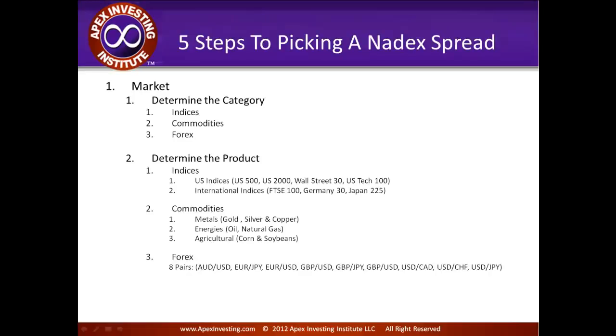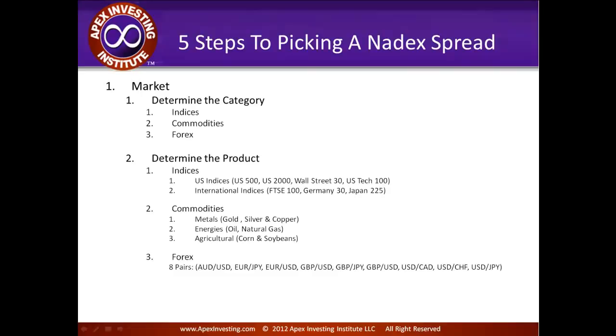The first step is choosing your market. When looking at what market you want to choose, you need to determine the category. Do you want to trade the indices, the commodities, or Forex? Once you've chosen what category you want to trade in, then you can easily narrow it down to what product you want to trade. So when you're looking at the indices, you can do US indices or international indices.